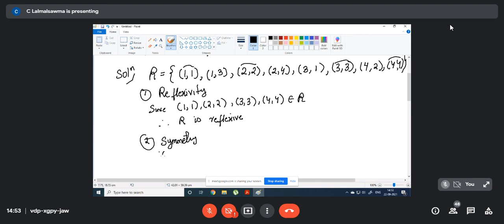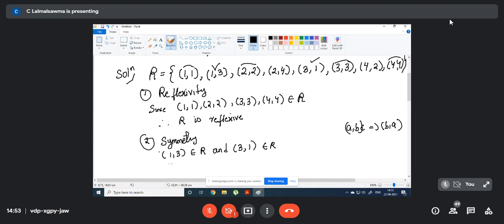So let's start with 1 3. 1 3 belongs to R. Does the reverse, the reverse order, belong to R? For symmetry, (a, b) belongs to R implies (b, a) belongs to R. So if we reverse 1 3, then 3 1 belongs to R. So the reverse order also belongs to R.